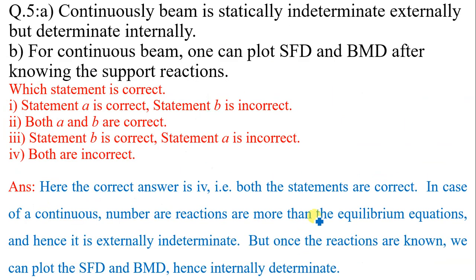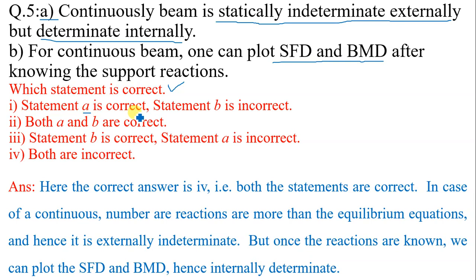Let us move to question number 5. A continuous beam is statically indeterminate externally but determinate internally. Two statements are given. Statement A: a continuous beam is statically indeterminate externally and determinate internally. Statement B: for a continuous beam, one can plot SFD and BMD after knowing the support reactions. You have to select the correct statement or statements.